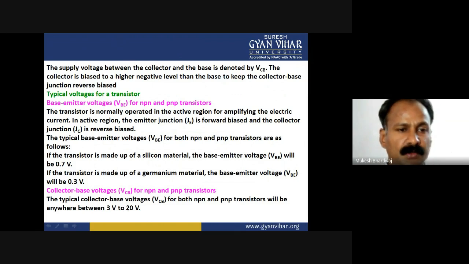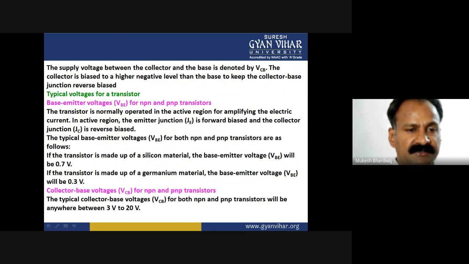Now, base emitter voltage VBE for NPN and PNP transistor. The transistor is normally operated in the active region for amplifying the electric current. In the active region, the emitter junction is forward biased and the collector junction is reverse biased. The typical base emitter voltage VBE for both NPN and PNP transistor is as follows.